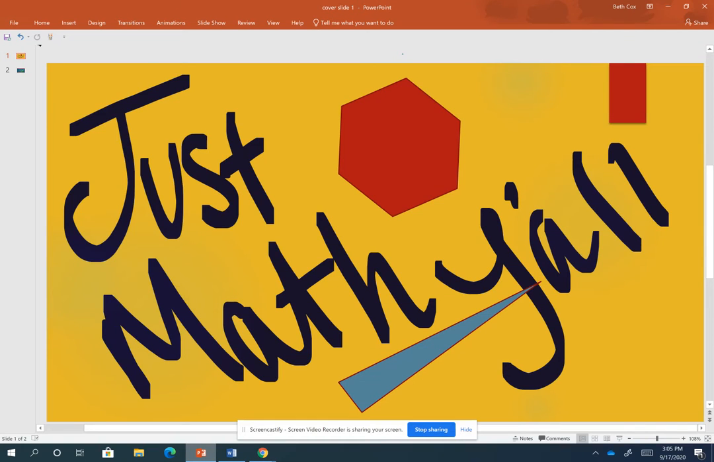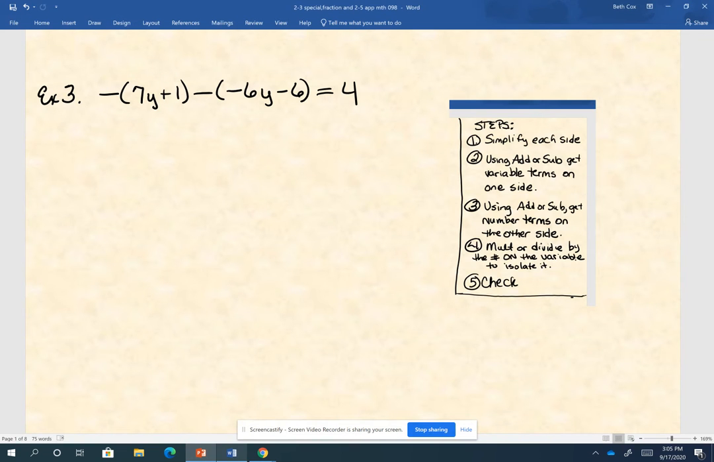Here we are. We're back again. We're going to do some more equations, the special cases, and the fractions. So let's jump back into that. Here we go. We were working on example 3. This is our harder equations.